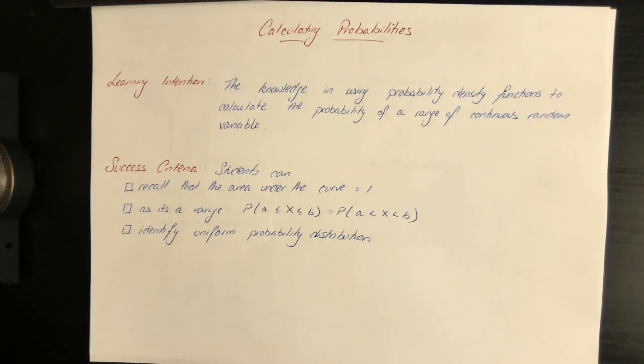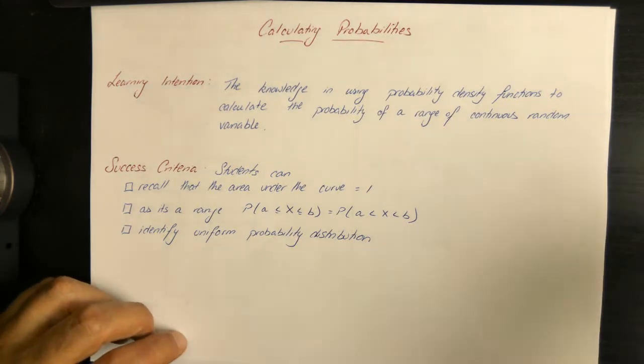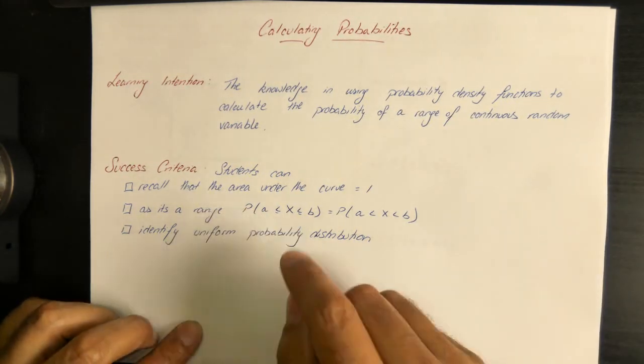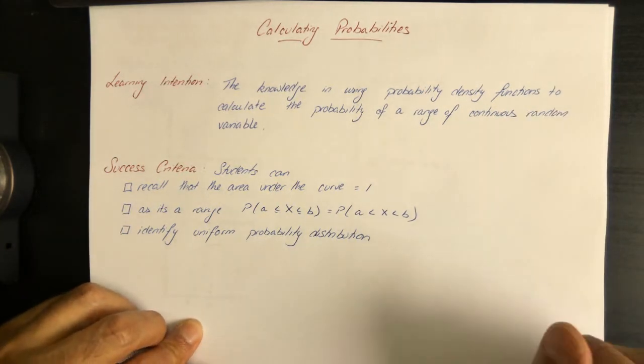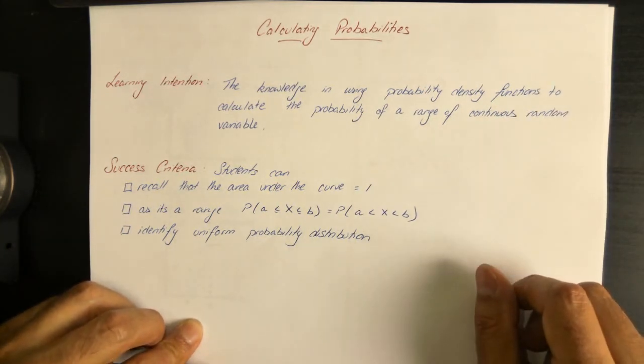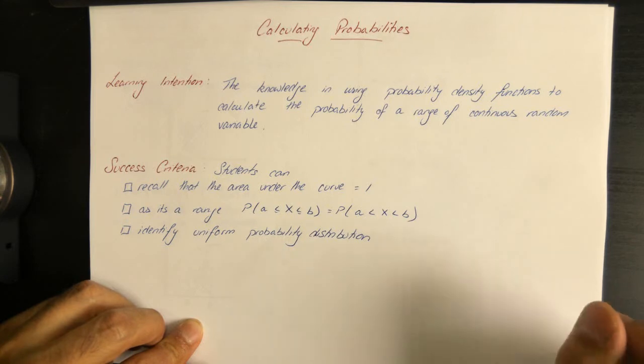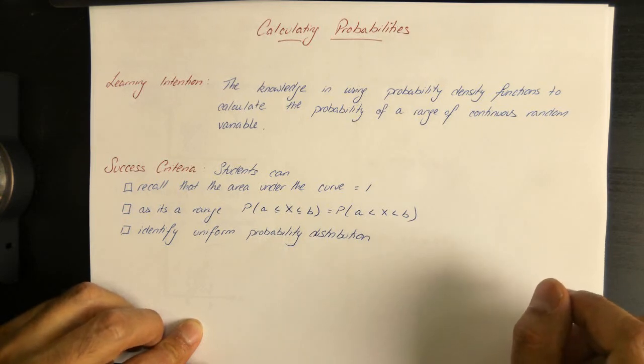Alright, so today we're looking at calculating probabilities using continuous probability density functions. Our intentions are gaining the knowledge in using probability density functions to calculate the probability of a range of continuous random variables. We'll be successful if we can recall that the area under the curve for these has to equal 1.